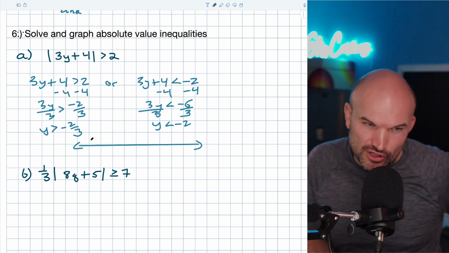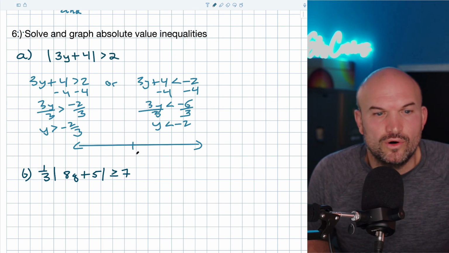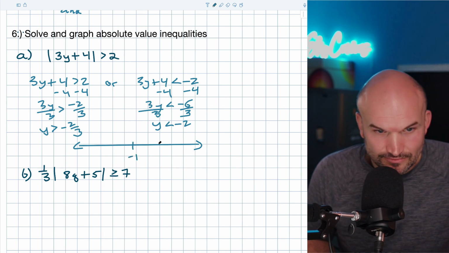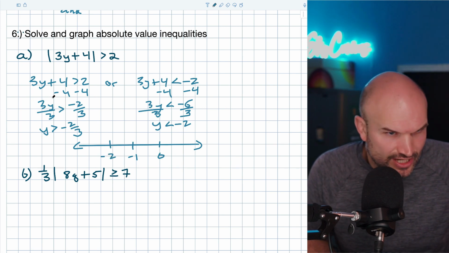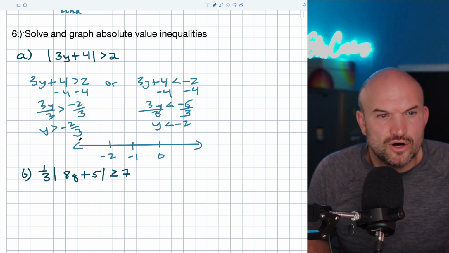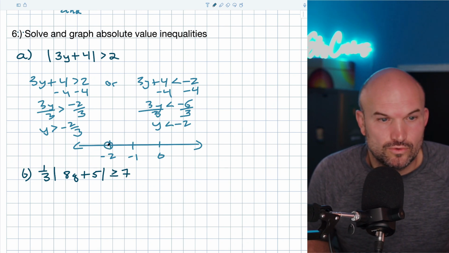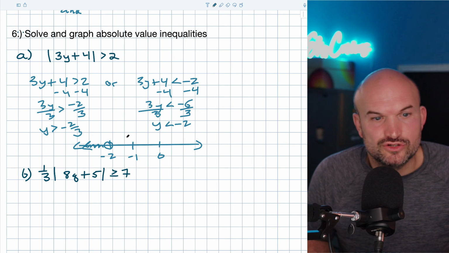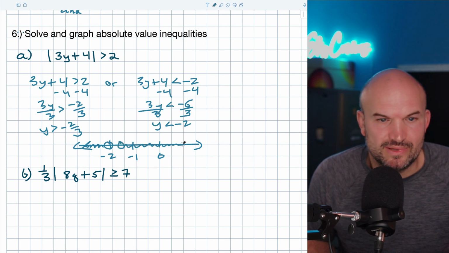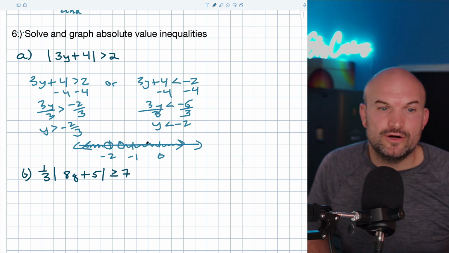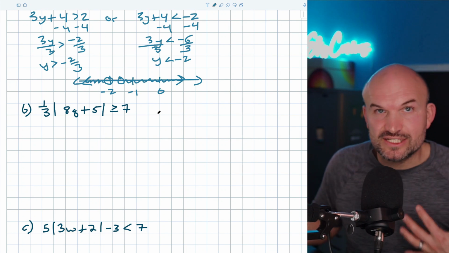So negative 2/3, think about it like, here's negative 1, and here's 0, and here's negative 2. Okay, so we have y is less than negative 2, so that's going to be going this way. And then y is greater than negative 2/3, which is like negative 0.6666 or something like that. So we'll go from there, that would be the graph. Now this one is greater than or equal to, but again, it's still an or.